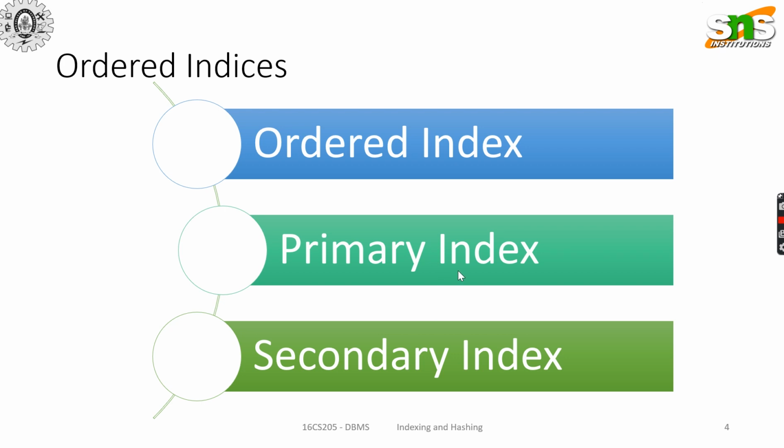And one more thing: in the primary index, usually the primary key will be the search key here, but in the secondary index, it need not be a primary key. It can be on any key.